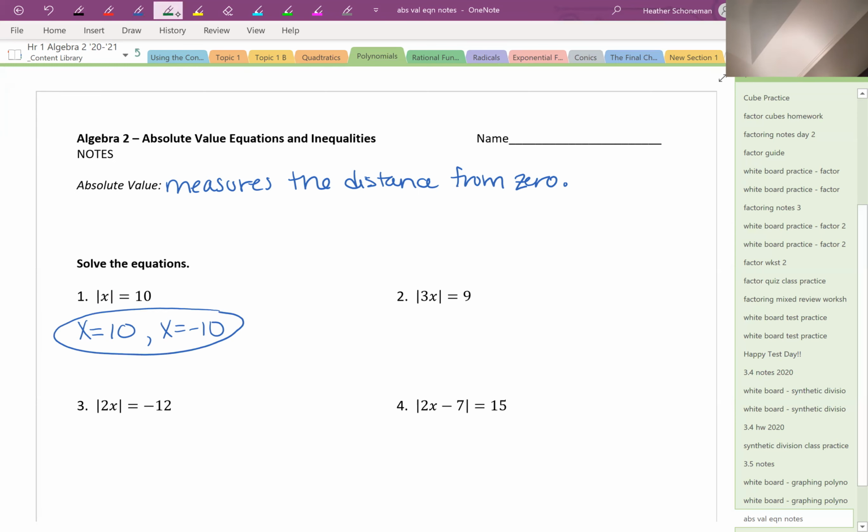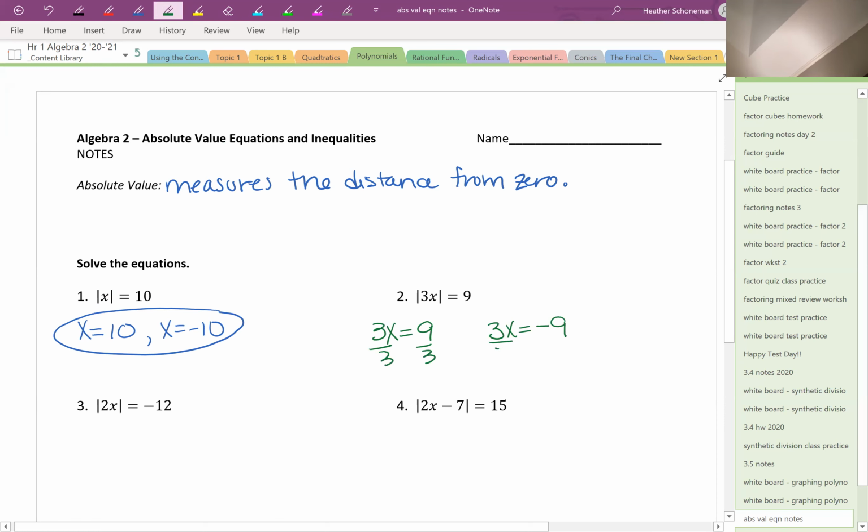Okay, let's look at number 2. On number 2, we've got the absolute value isolated. It says it's 9 units from the center. So that means we can write our two equations. So 3x can be 9 units to the right, which is positive 9, or 3x can be 9 units to the left, which is negative 9. So to solve, we'll divide both of these by 3. So we get x equals positive 3 and negative 3.